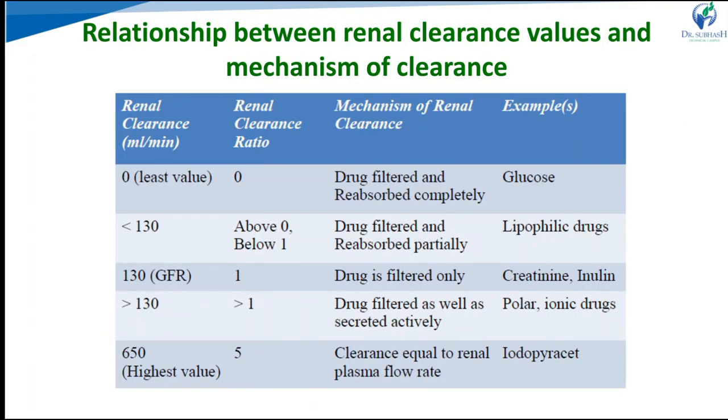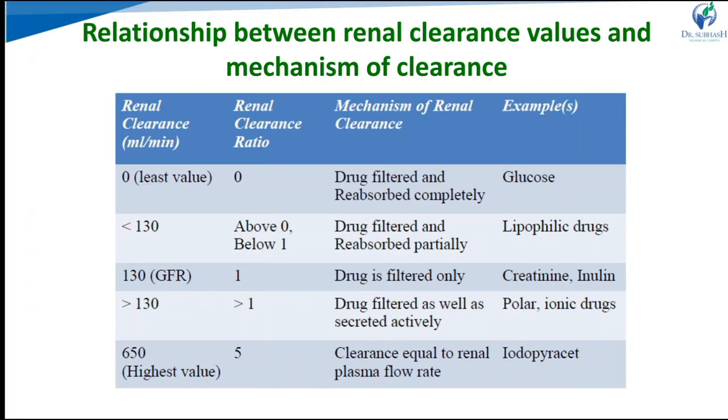Here in the table they are giving the relationship between the renal clearance value and the mechanism of clearance. We already saw glomerular filtration, active tubular reabsorption, and active tubular secretion, the mechanisms of drug excretion. We also have to see the GFR value. If the renal clearance ratio is 1, it means the GFR value is 130. So the mechanism is only glomerular filtration. Examples are creatinine and inulin, which we use as biomarkers to find out the GFR value.